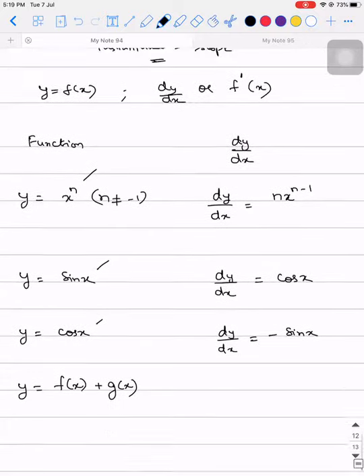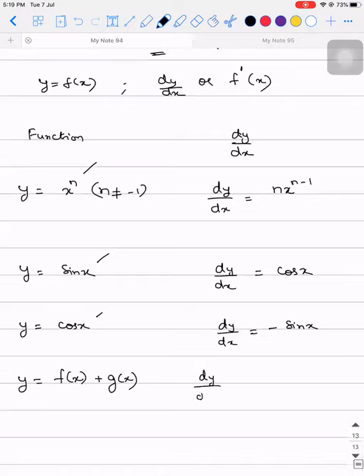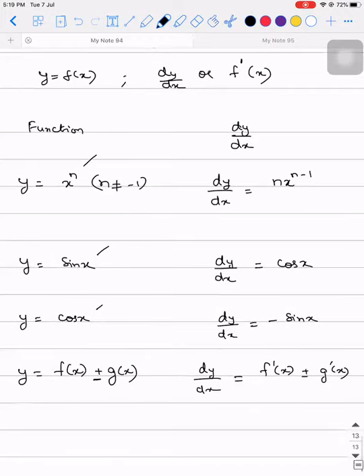So what I'm going to do is, here, if at all I have sum of two functions, f of x plus g of x, or f of x minus g of x, then dy by dx will be equal to f dash of x plus or minus g dash of x. The meaning of this is, you're differentiating f of x once, you're differentiating g of x once, and you're adding or subtracting them depending on the question.